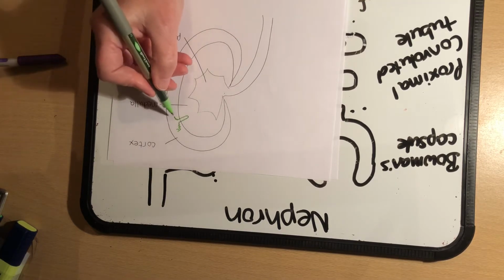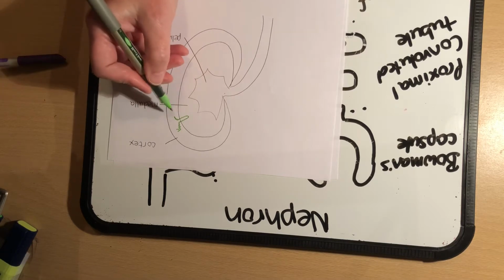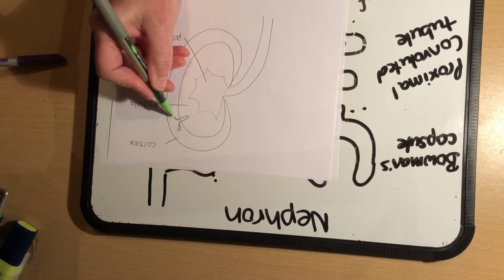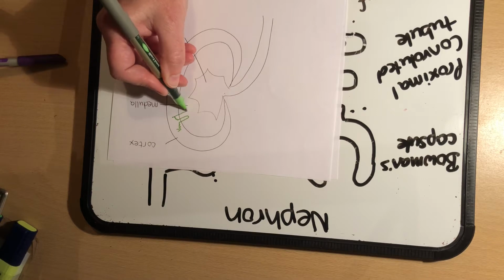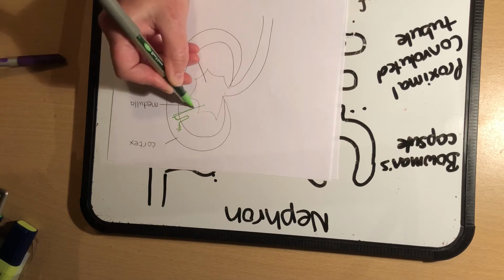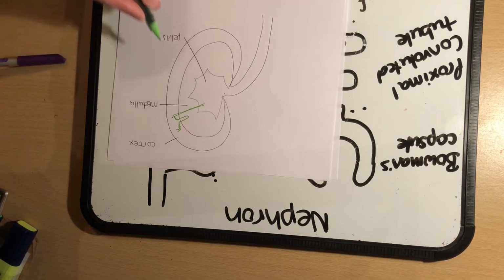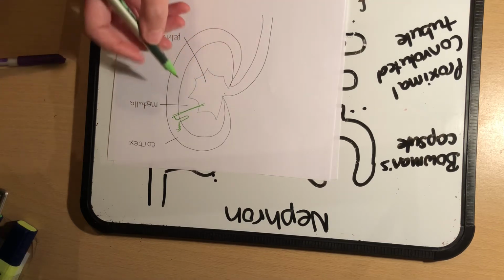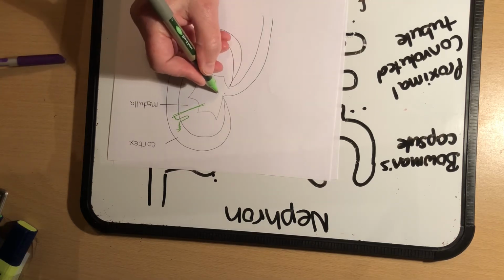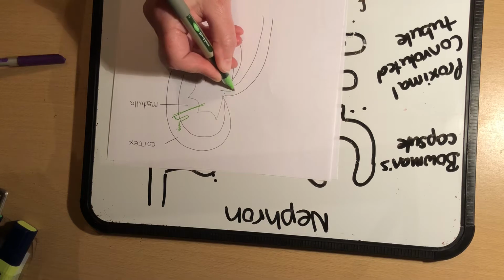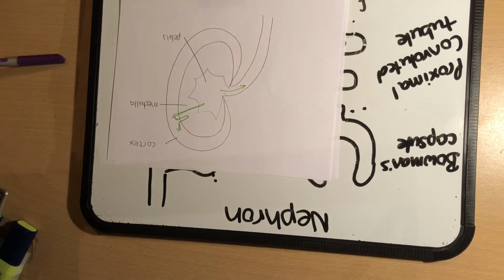The collecting duct, as we said, you would have a number of nephrons flowing into the collecting duct. Collecting duct will take the fluid into the pelvis region. You'll have many collecting ducts flowing in there. So basically it's urine now, and it leaves the kidney in the ureter and then it goes to the bladder.